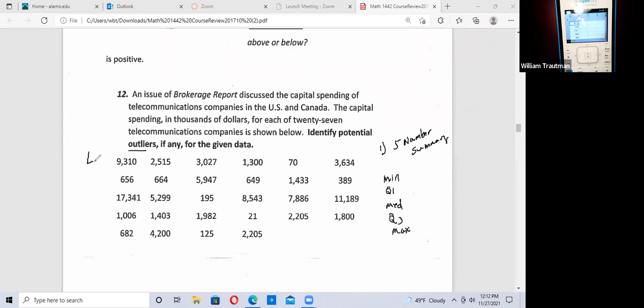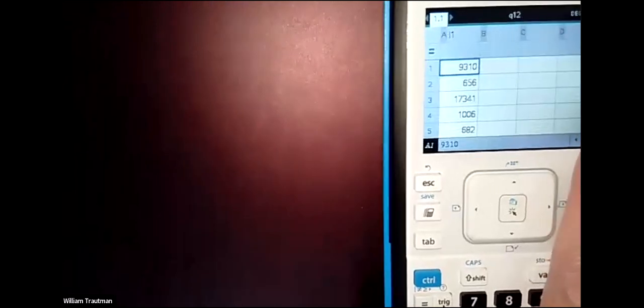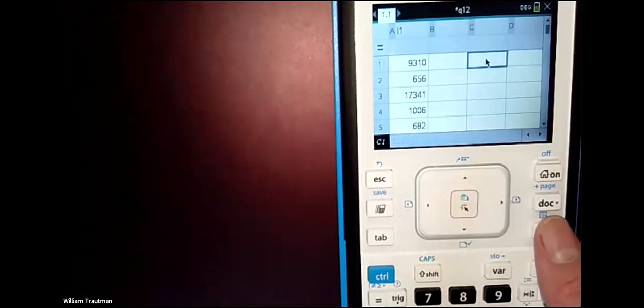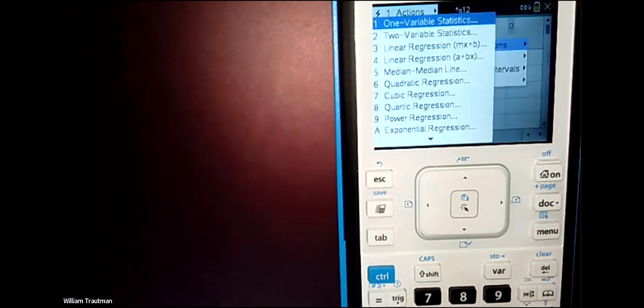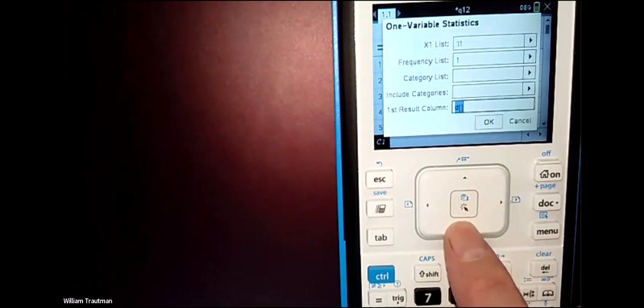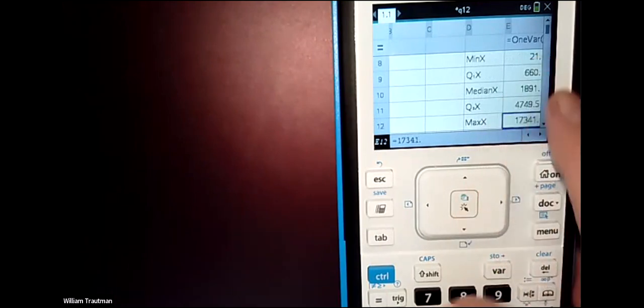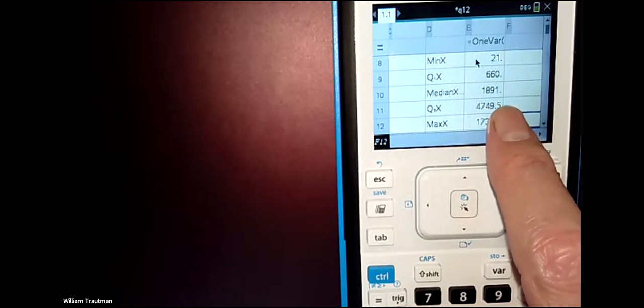We have to put all this data into L1 and then do menu 411. Remember, first we're putting all the data in a list, and then we're going to menu 411. So here's my calculator. I put all the data into a list. I call it L1. Go to menu 411, hit enter. We're using list 1 only. Everything else goes straight to OK. And I'm going to write down my 5-number summary here. There's my minimum, Q1, median, Q3, and the maximum.